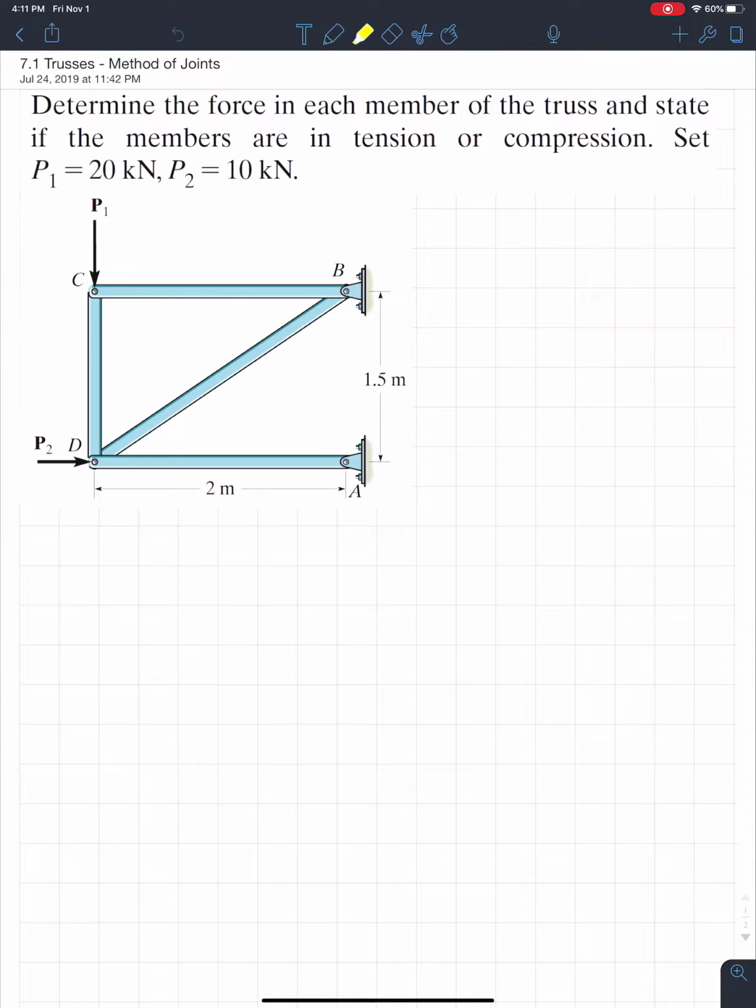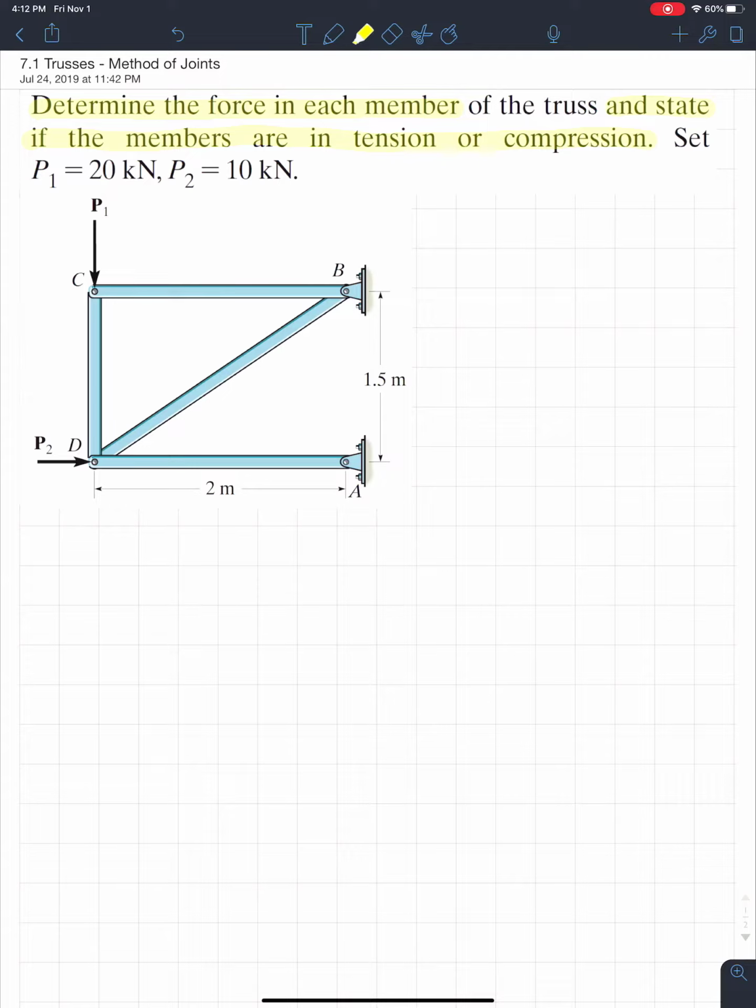Alrighty, so looking at this example, it would like us to determine the force in each member of the truss, and this is very important, and state if the members are in tension or compression. So real quick, before we finish up what else this question would like us to do, this second statement here, state if the members are in tension or compression, is very important for trusses. As you guys will see a lot in the textbook, they'll explicitly ask you to state if it's in compression or tension. From what I've seen in the labs, usually we'll ask you too in the labs, state if it's in tension or compression.